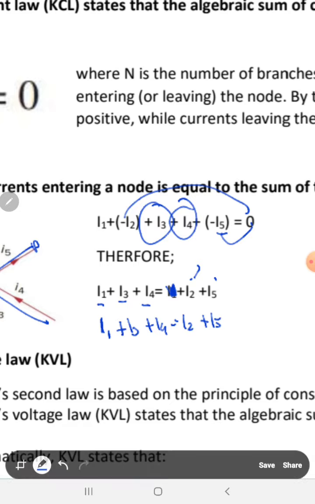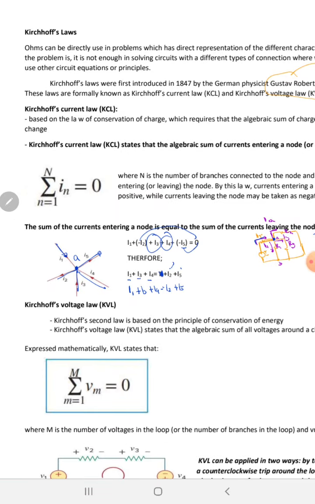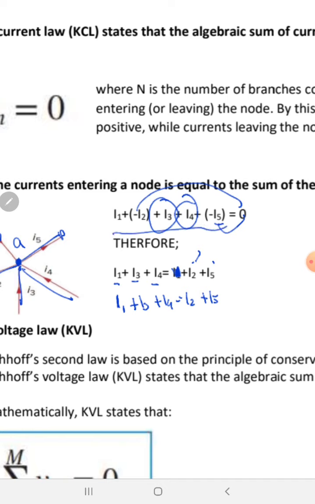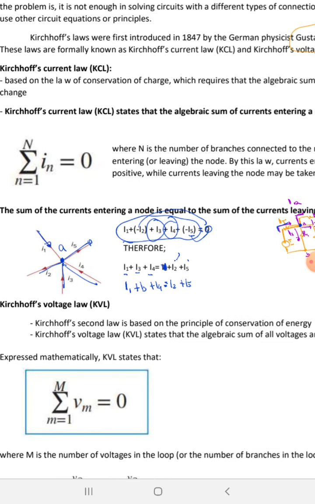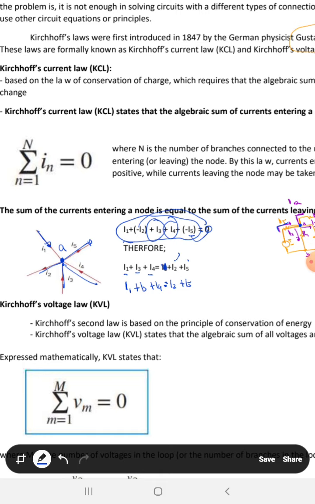So, according to your Kirchhoff's law, yung summation daw lahat ng na to is equal to 0. Kaya in-equal natin yan. Pag equal yung positive, yung pumasok at yung lumabas, which means your summation of IN is equal to 0. Okay?